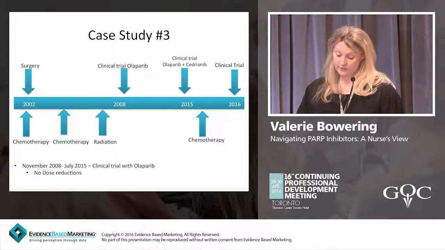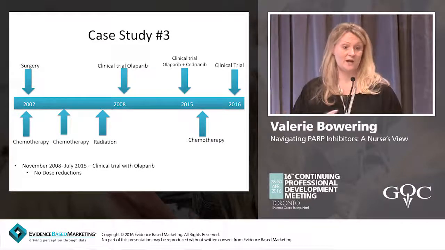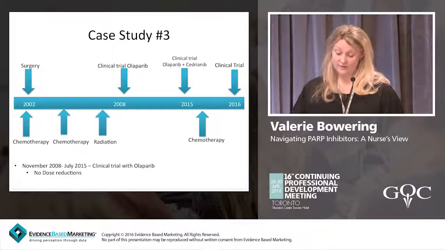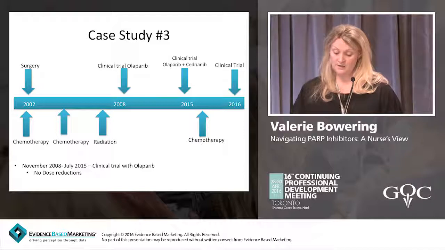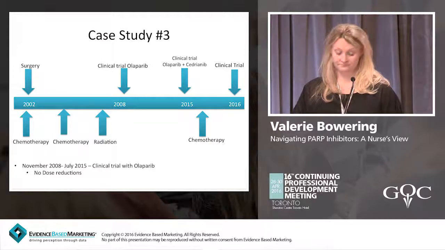And she recurred, unfortunately, in 2015, and it was a slow recurrence, so we actually kept her going on the olaparib for quite some time, even after we started to see the CA-125 go up and some changes on the CT scan. So she went on to another clinical trial with olaparib and cediranib in 2015. She recurred shortly thereafter and had chemotherapy, and now she's being worked up for another clinical trial.